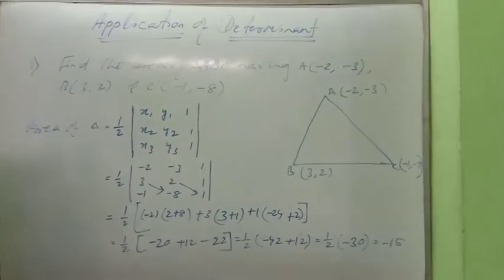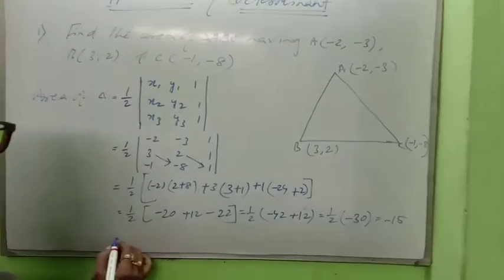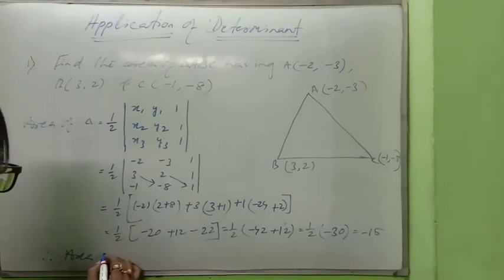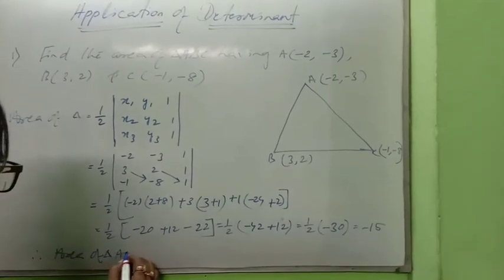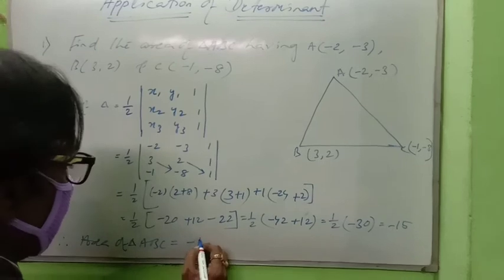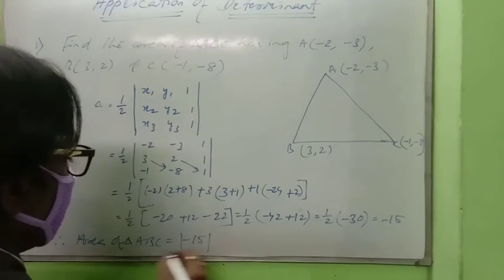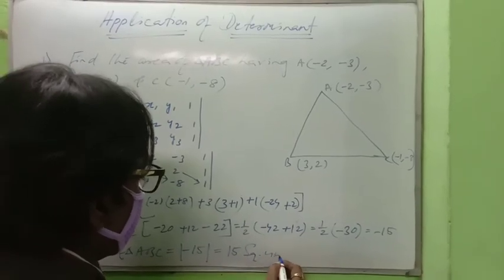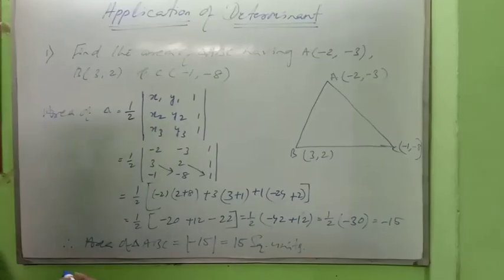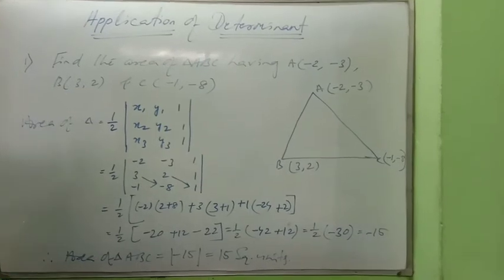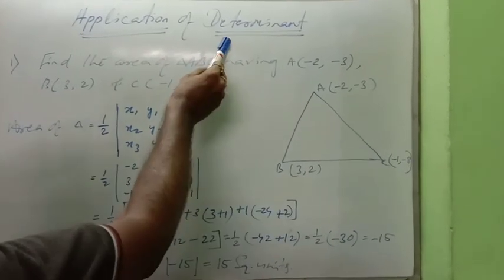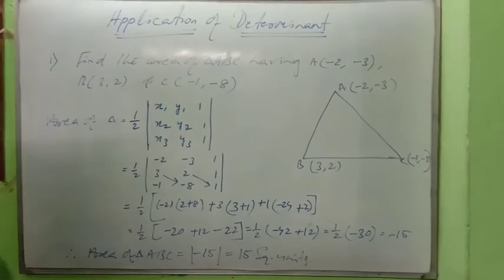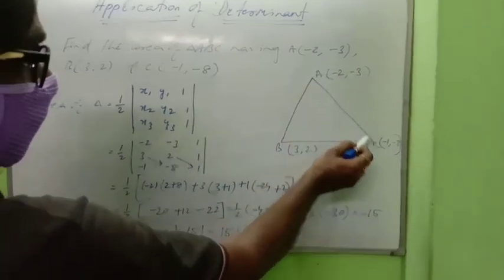See, area cannot be negative. Therefore, you have to take the magnitude. Area of triangle ABC will be mod of minus 15, magnitude, positive one, that is 15 square unit. Okay. This is the way of finding area of a triangle by the help of determinant. It is one of the applications of determinant to find area of a triangle having 3 vertices.